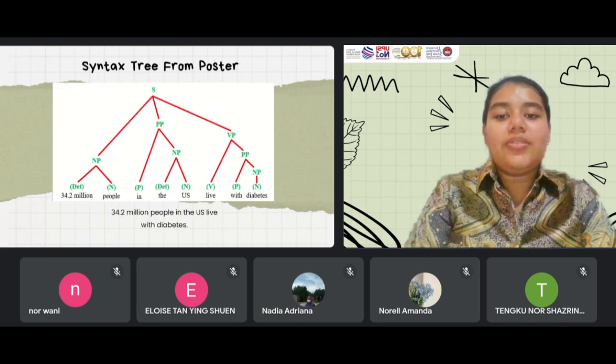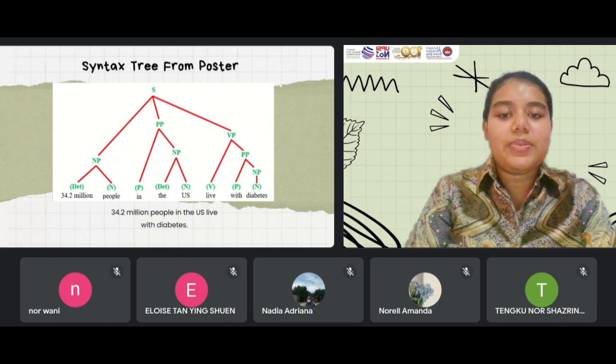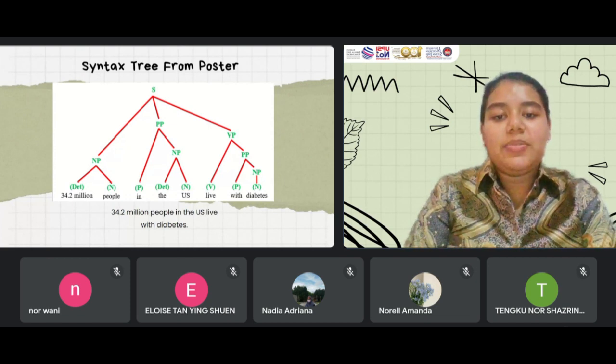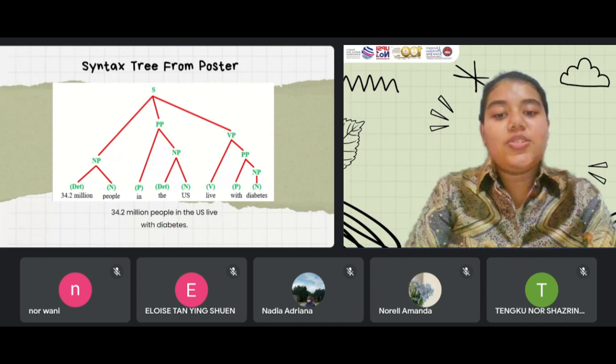So, following on is the next example, the sentence "34.2 million people in the US live with diabetes", which is also taken from the poster. And this syntax tree shows its structure.